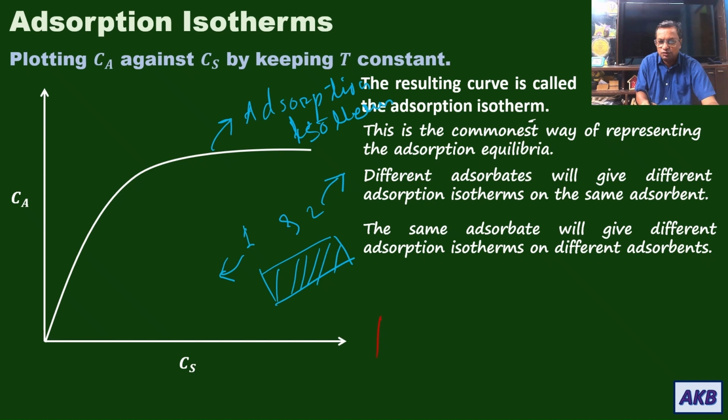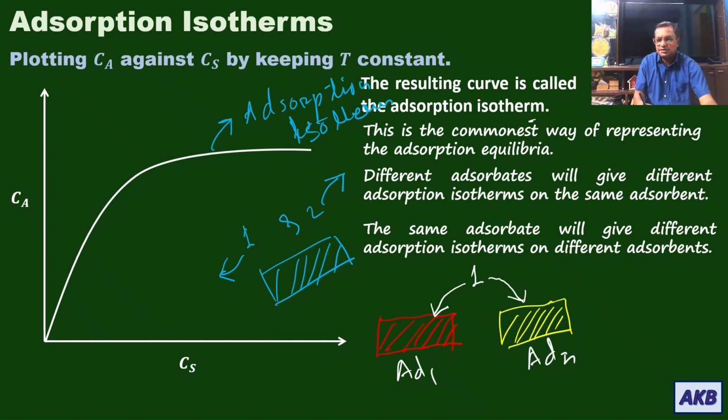For example, let us say that you have two different adsorbents. One I am representing with a red color, and the other one I am representing with a yellow color. And we are concerned with adsorption of component A. So component A will be adsorbing in a different way on this adsorbent, and it will be adsorbing in a different way on the other adsorbent. And it will give different adsorption isotherms for these two adsorbents, adsorbent number 1 and adsorbent number 2. So the point is, the same adsorbate will give different adsorption isotherms on different adsorbents. So I hope now it is clear to you what an adsorption isotherm is, how to obtain it, and what the significance of that adsorption isotherm is.